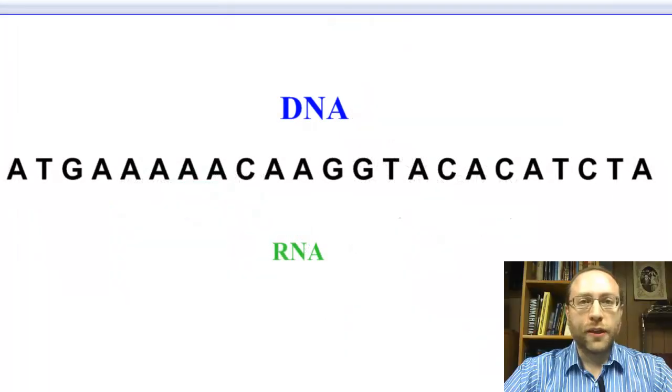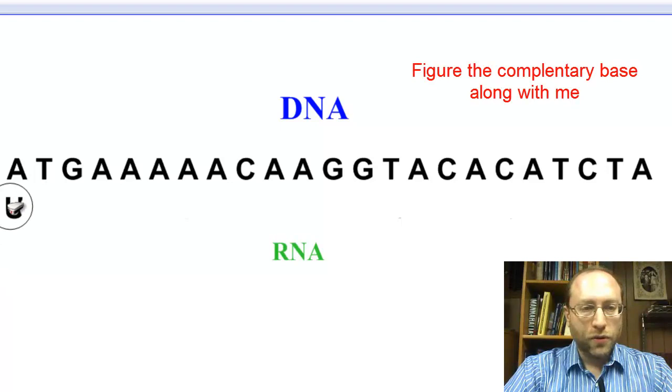In class, you are going to be required to make an RNA strand given a DNA template. And basically you just have to remember that A binds with U, T binds with A, C binds with G, and G binds with C. So if we look over here, A binds with U, and then T binds with A. What does G bind with?